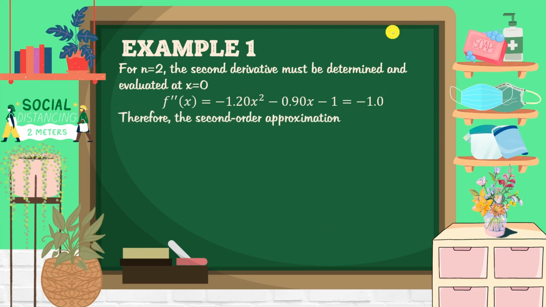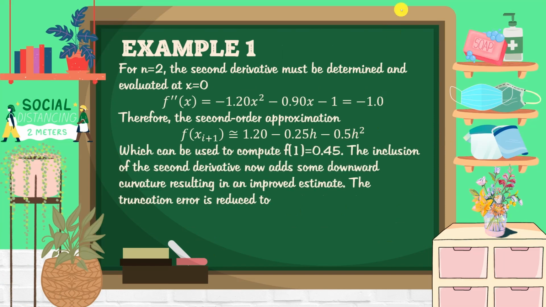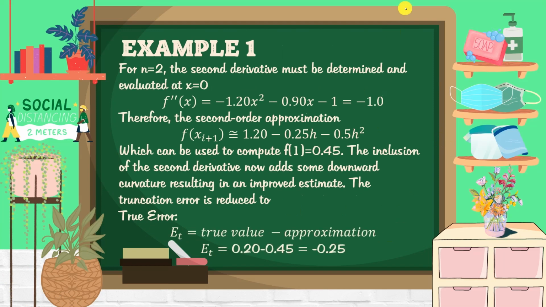Therefore, the second order approximation will be f of xi plus 1 equals 1.2 minus 0.25h minus 0.5 h squared. This results from negative 1 all over 2 factorial times h squared, which can be used to calculate f of 1 equals 0.45. The inclusion of the second derivative now adds some downward curvature, resulting in an improved estimate. The truncation error is reduced. E sub t equals true value minus approximation, which results in negative 0.25.